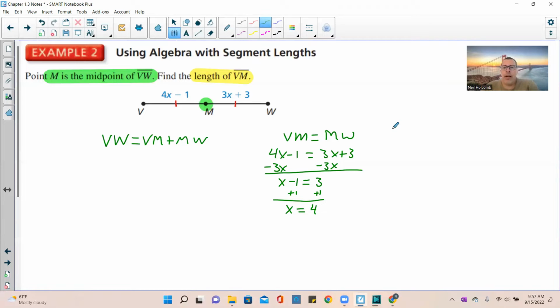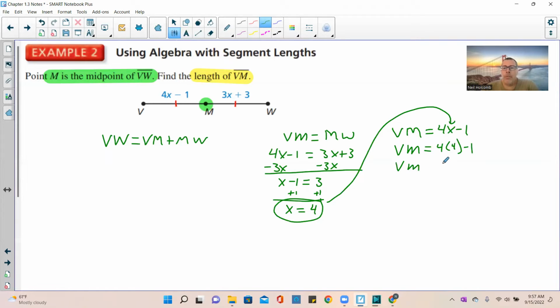Okay, so now I say, well, VM equals 4x minus 1. And I know x equals 4 right here, so I'm going to take that x and substitute it in right here. So VM is going to equal 4 times 4 minus 1. So VM equals 16 minus 1. VM equals 15. Okay, the length of VM is 15.